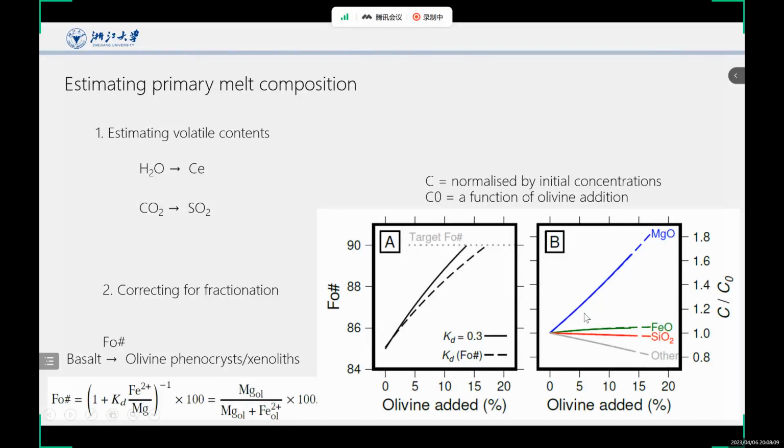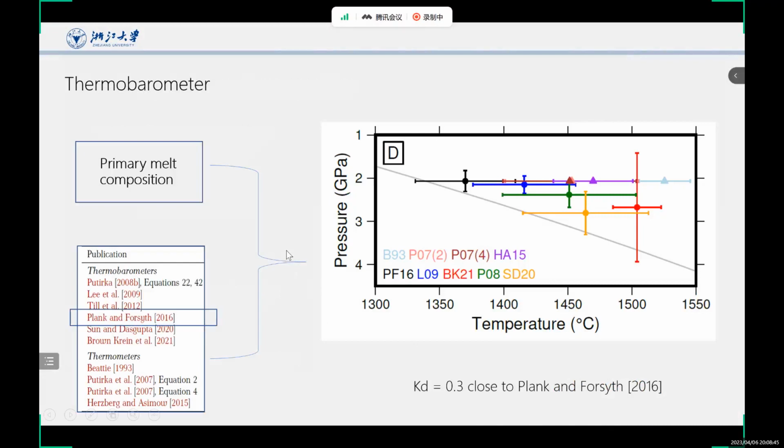And when we add the olivine, the MgO concentration increases because olivine has more MgO, while other contents like FeO and silicon oxide remain constant, and other elements are diluted because olivine doesn't have much of them. And so we got the first part, the primary melt composition.